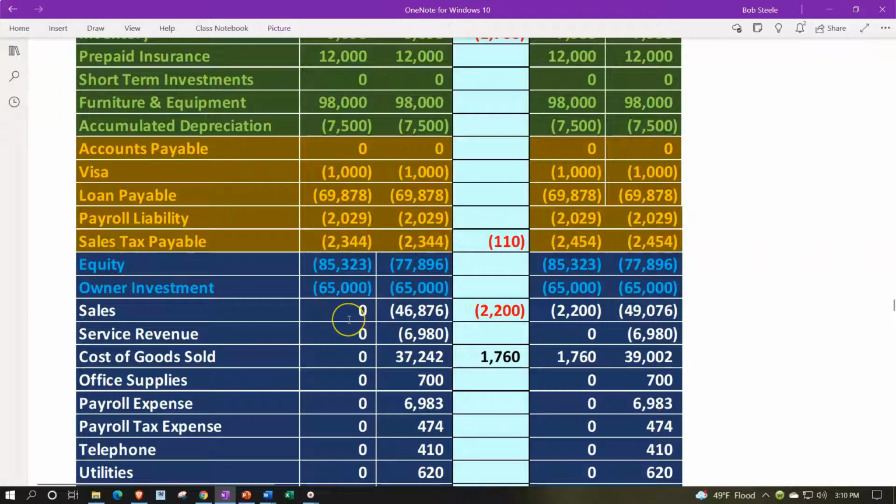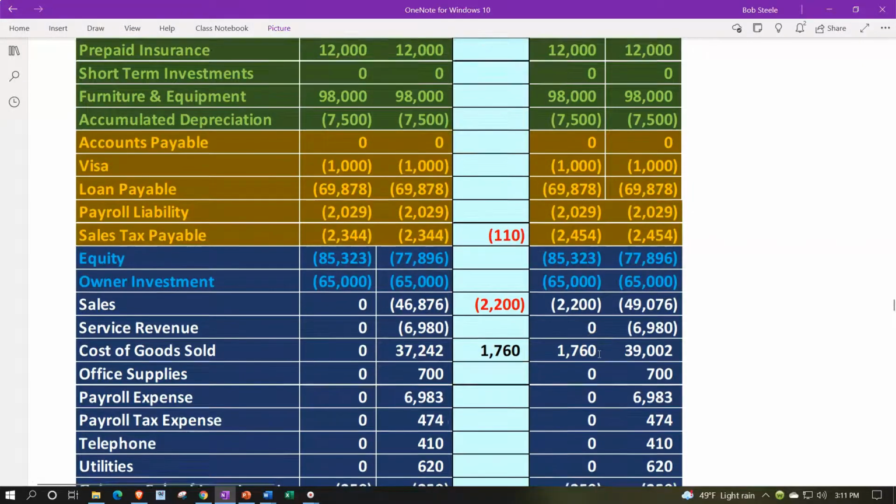Sales started for just the month. We had no sales yet. It went up with a credit of $2,200 to $2,200. For the year to date, we had $46,876 in sales. It went up by the $2,200 to the $49,776. And then we have the cost of goods sold started at 0. It went up by $1,760 to $1,760. On the year-to-date numbers, we were at $37,242. It goes up by $1,760 to $39,002.